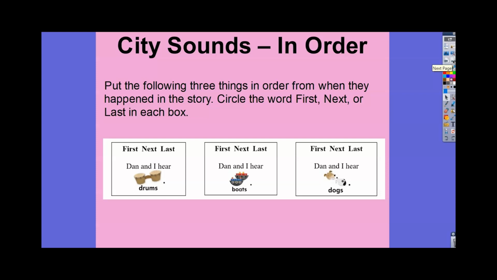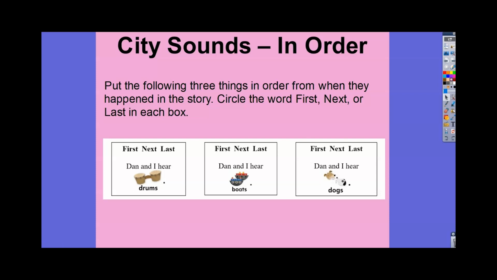Now look at your packet or follow along with me on the screen. We're going to put things in order. Put the following things in order from when they happened in the story. Circle the word first, next, or last on each box. So we need to decide when he heard the drums, when he heard the boats, and when he heard the dogs.